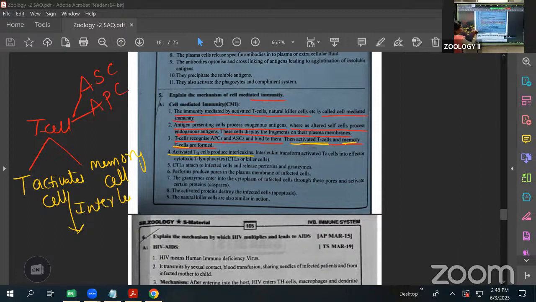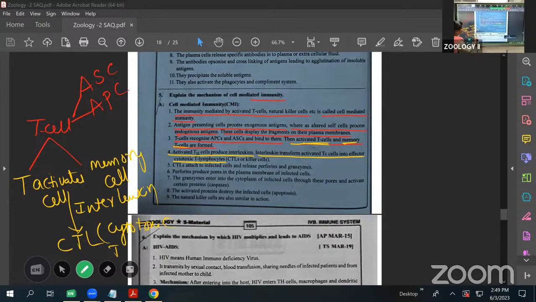Interleukins transform the activated T cell into the effector cytotoxic cell. Immediately, the activated T cell in the presence of the interleukins forms the CTL. What does CTL mean? The cytotoxic T lymphocytes.